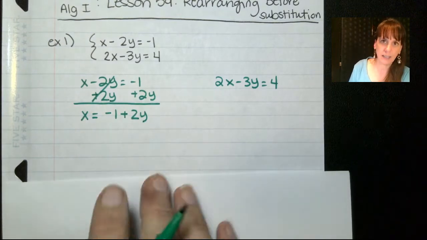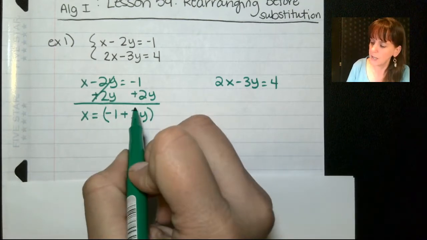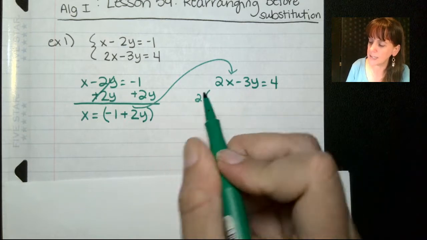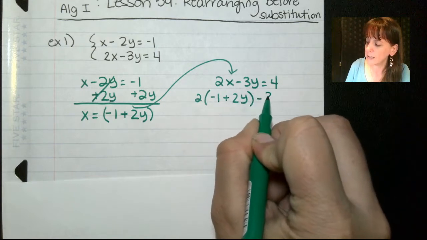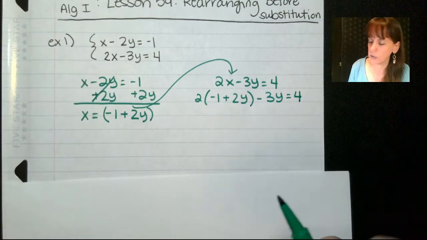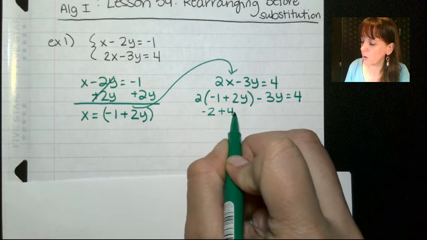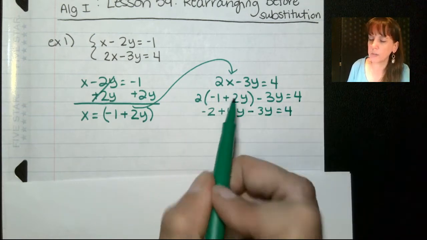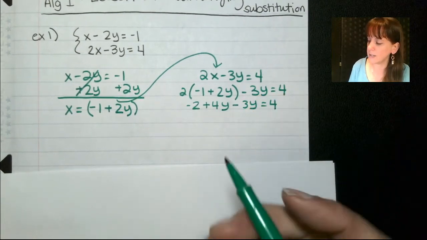And now this is a lot easier to do substitution, because all I do is say x equals all this garbage here, and I go over to my other equation and I plug it in right here. So 2, and instead of x, I'm going to plug in (-1 plus 2y) minus 3y equals 4. Okay, let's go ahead and solve this equation for y. We'll first distribute. So -2 plus 4y minus 3y equals 4. Notice I only distributed to the things that are in the parentheses. Don't go distributing all the way to the end there.